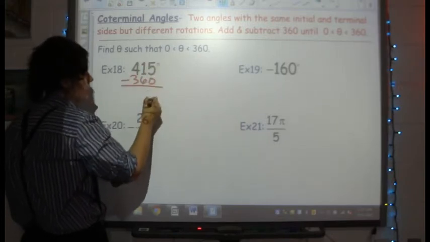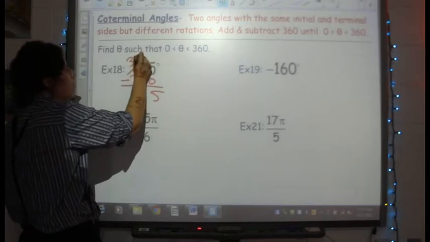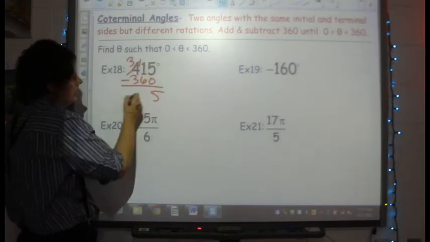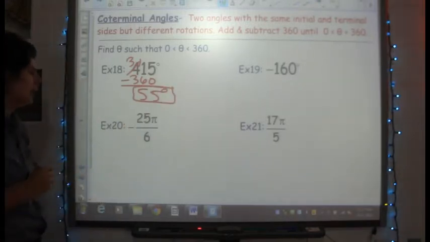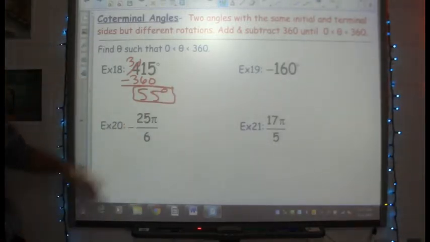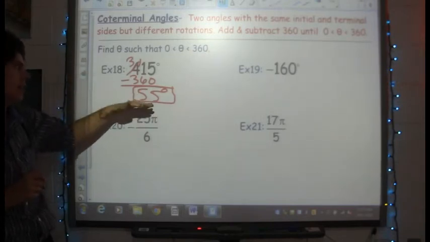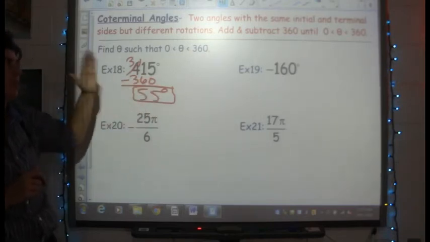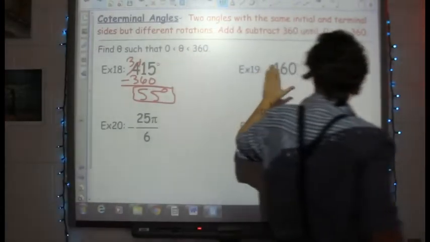So 5 minus 0 is 5. I can't say 1 minus 6, so I'm going to borrow. And then 11 minus 6 gives me 5. So that means I have 55 degrees is my coterminal angle between 0 and 360. That means they end in the same spot. This one is just on my unit circle between 0 to 360. It's more helpful.